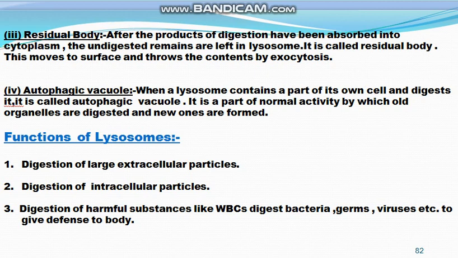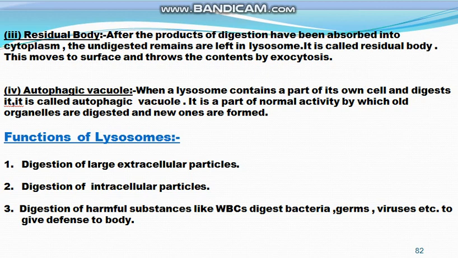So what is a residual body? When the secondary lysosome digests the bigger molecules, the products of digestion are absorbed into the cytoplasm, and the remaining undigested portion stays in the lysosome. That lysosome with the undigested remains is known as the residual body. Then this residual body comes near the surface of the cell and throws its content outside the cell by the process of exocytosis.